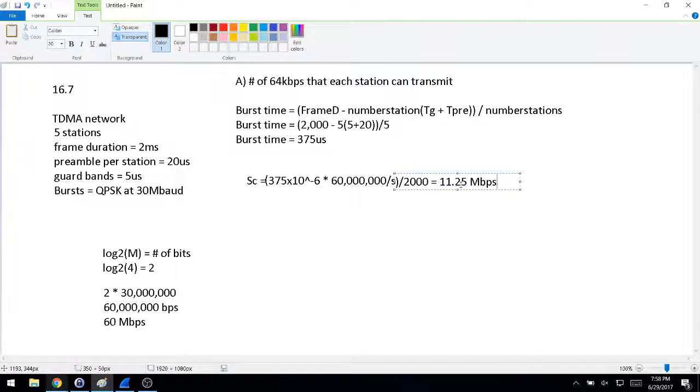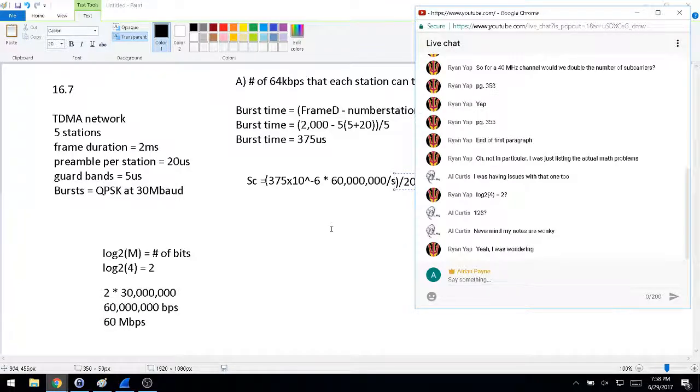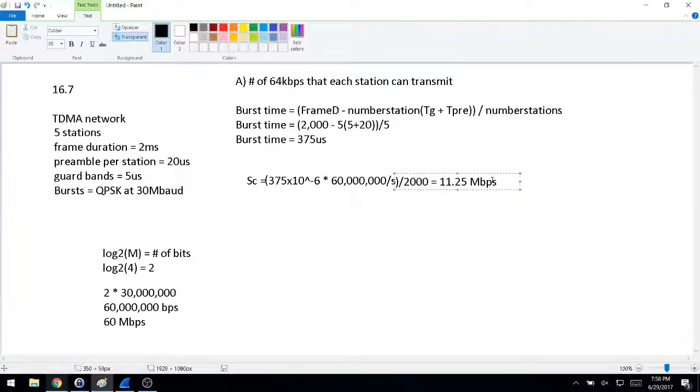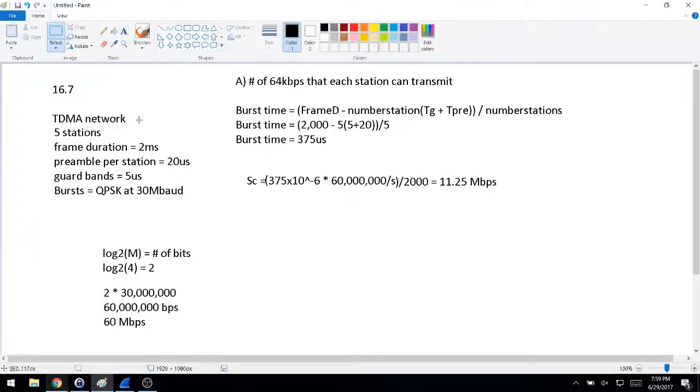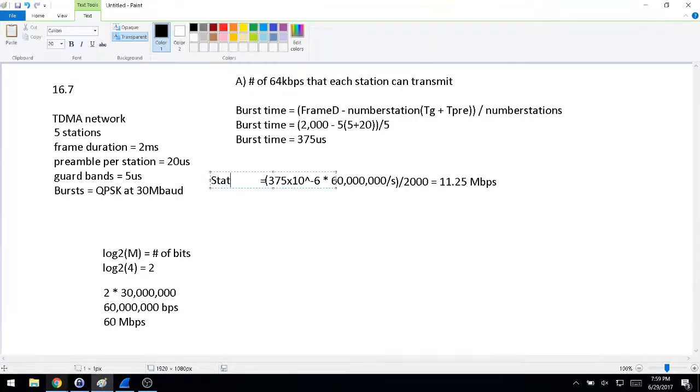And that tells us here that our data rate, or no, again, I keep saying data rate, that's not right. The amount of data we transmit in one burst per station is 11.25 megabits. That's the capacity of our station. So let me actually replace SC with something a little clearer. And now this is the amount of data that our station can support. And we've calculated that out. That's how much data our station supports.